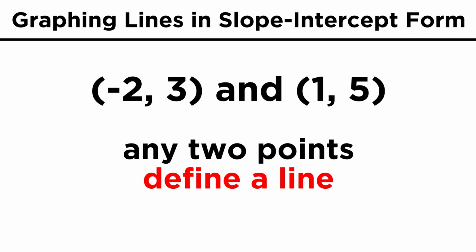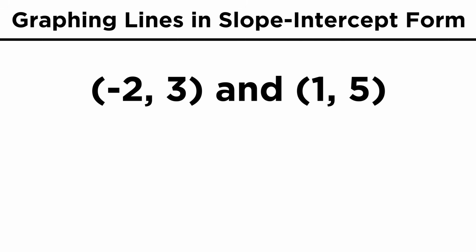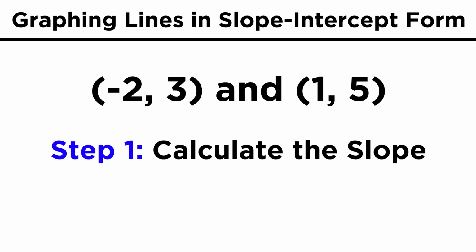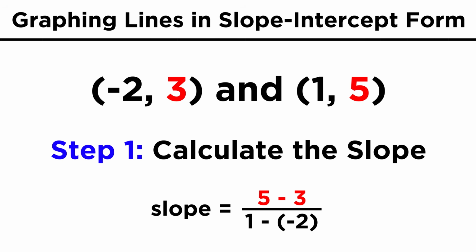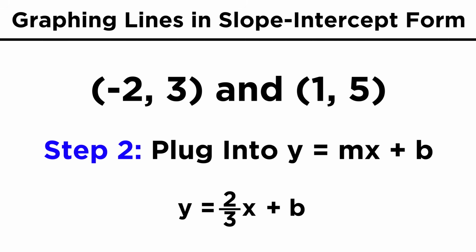Since any two points define a line, we could list any 2 points and find the equation that describes the line that passes through these points. Let's try -2, 3, and 1, 5. First, we can calculate the slope. Again, that's rise over run, which is 5 minus 3 over 1 minus -2, or 2/3. Let's plug that into our equation, giving us y equals 2/3 x plus b.